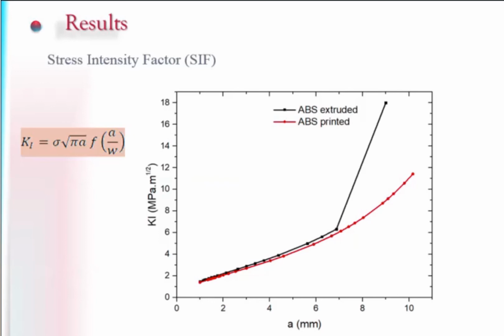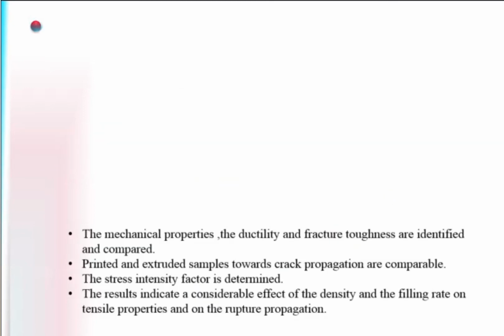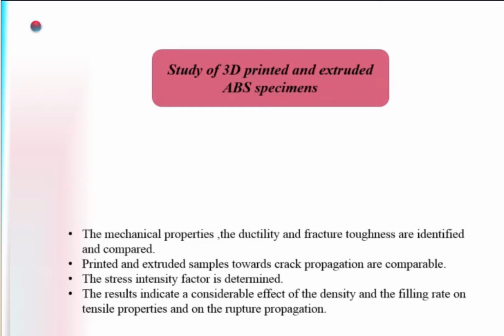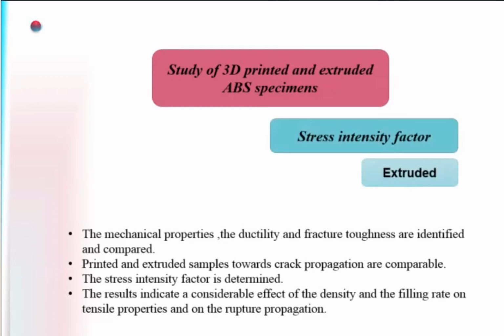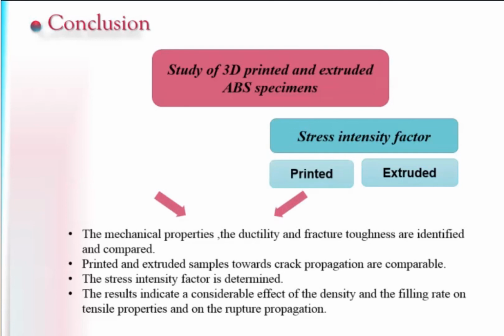Beyond this zone, it's the mode C, where the propagation of the crack becomes uncontrollable and exceeds the speed envisaged by the law of Paris, and the critical stress intensity factor KIC is exceeded. Comparing the two curves, it is clear that the printed sample adopts the same behavior as the extruded one. The mechanical properties, the ductility and fracture toughness, are identical, and the printed and extruded samples with respect to crack propagation are comparable.